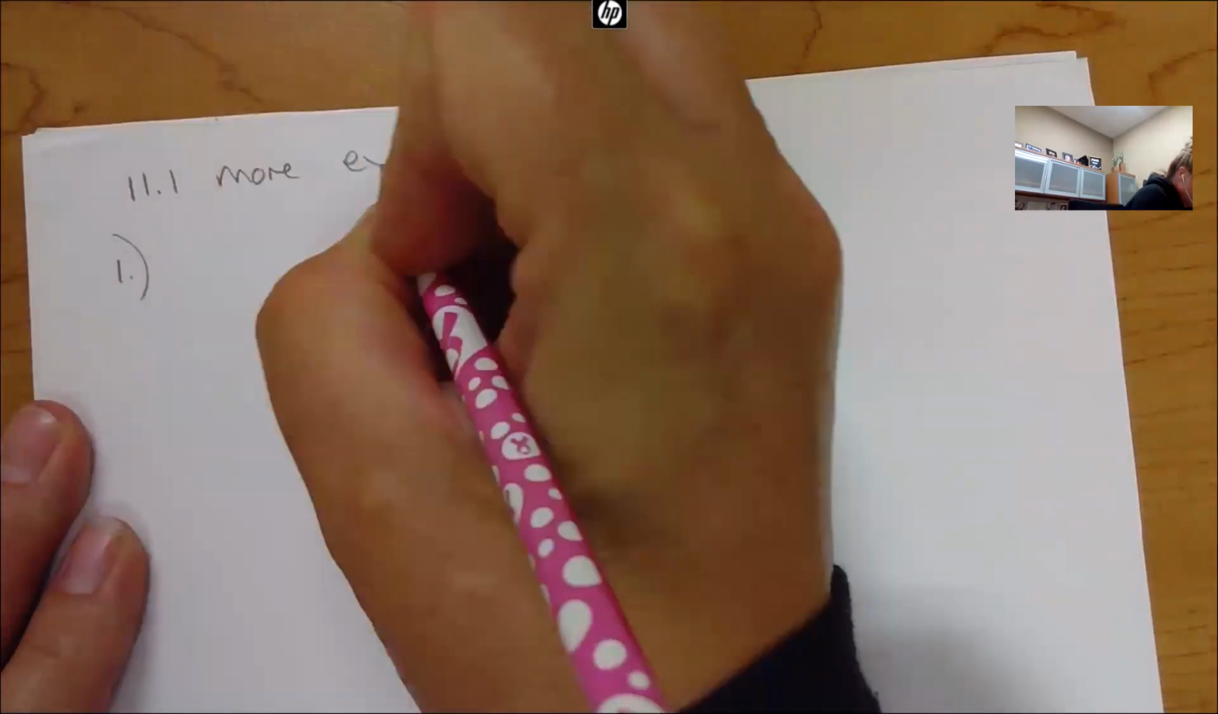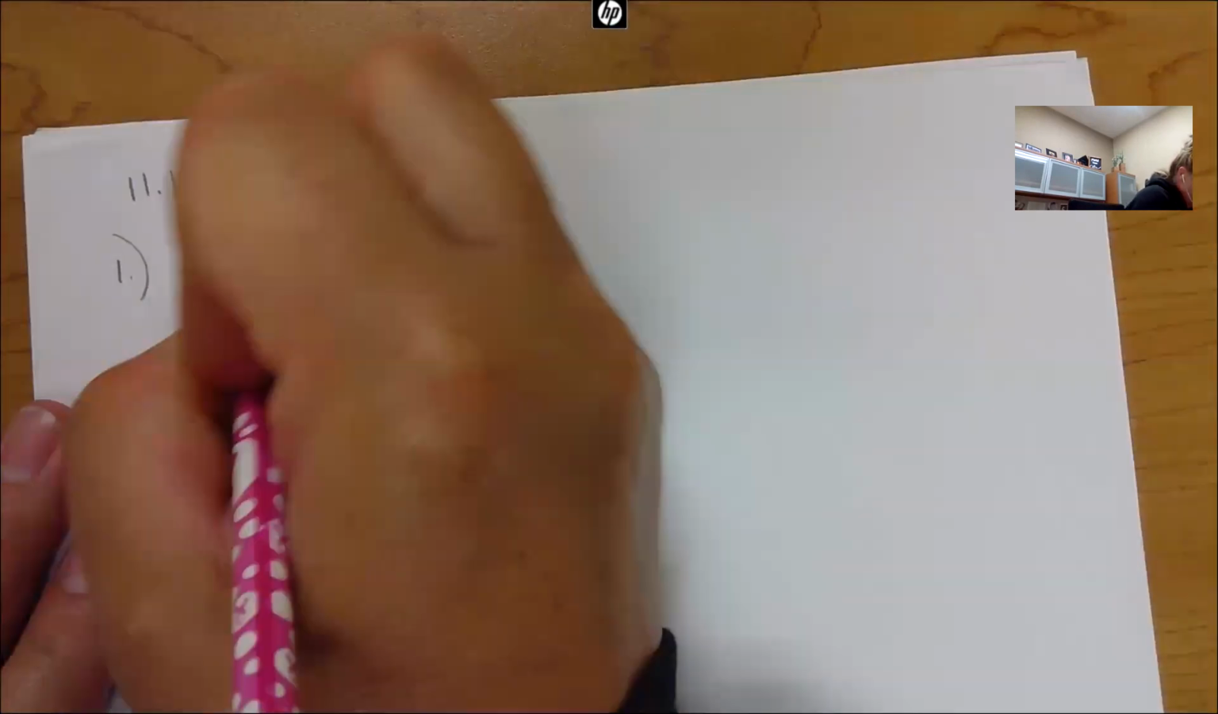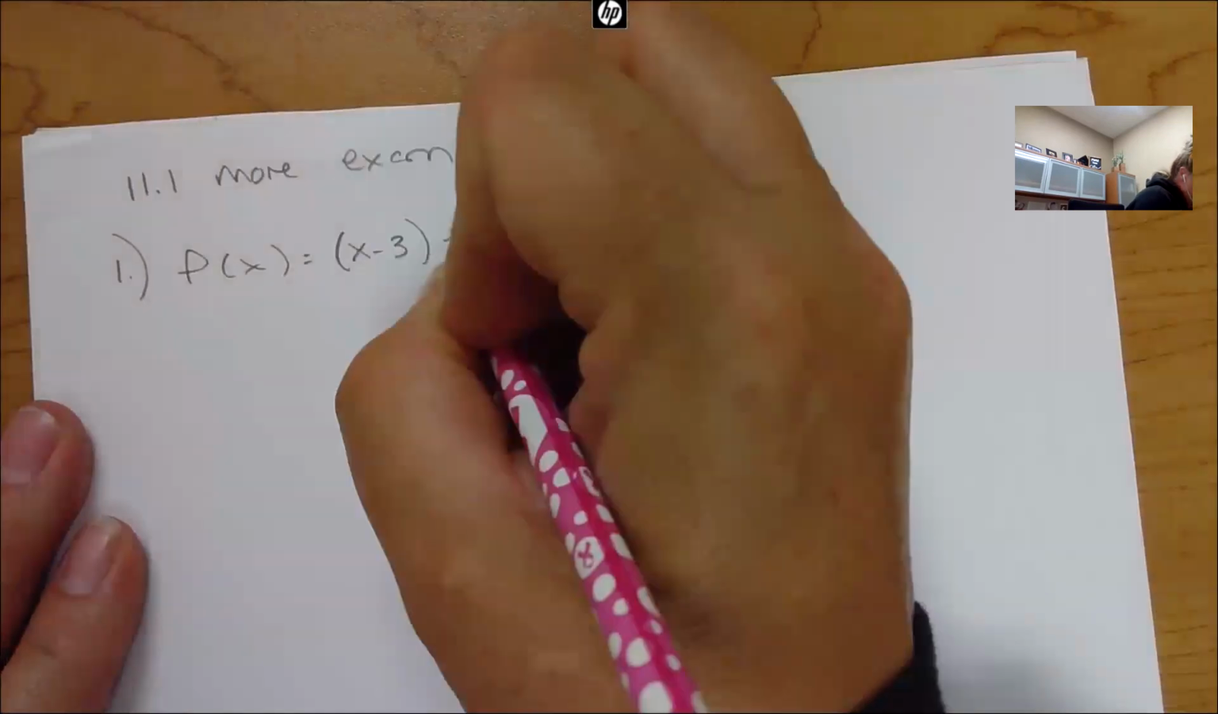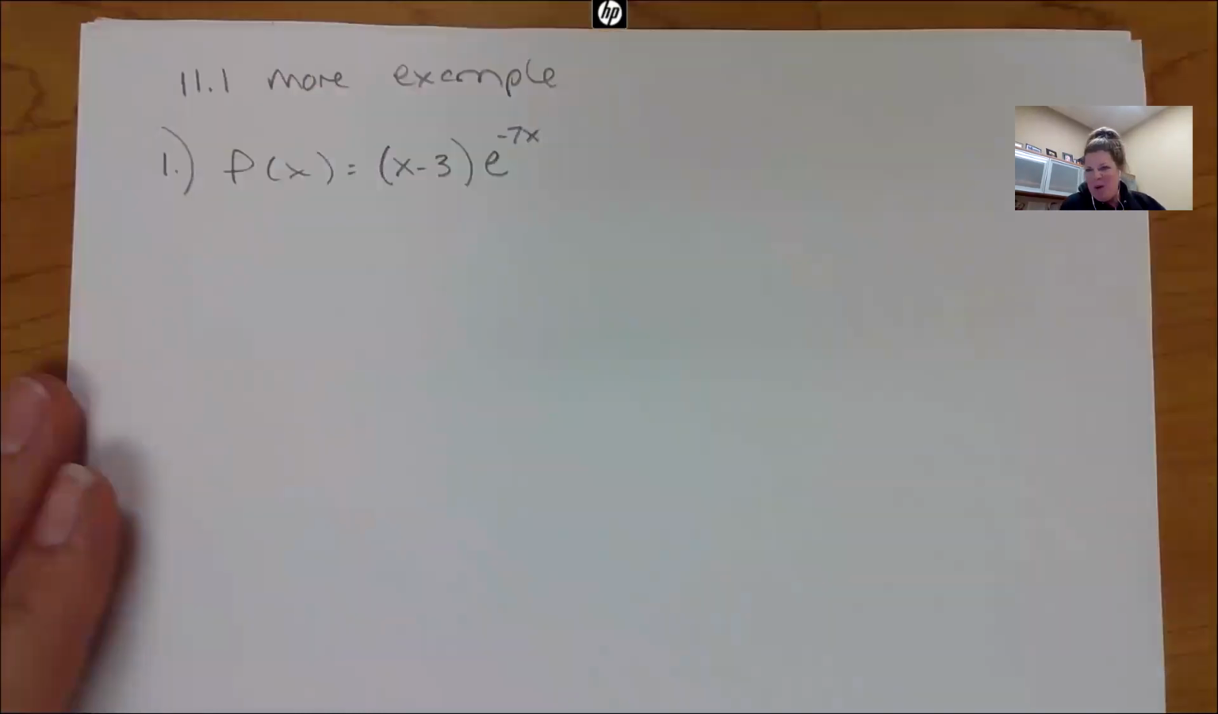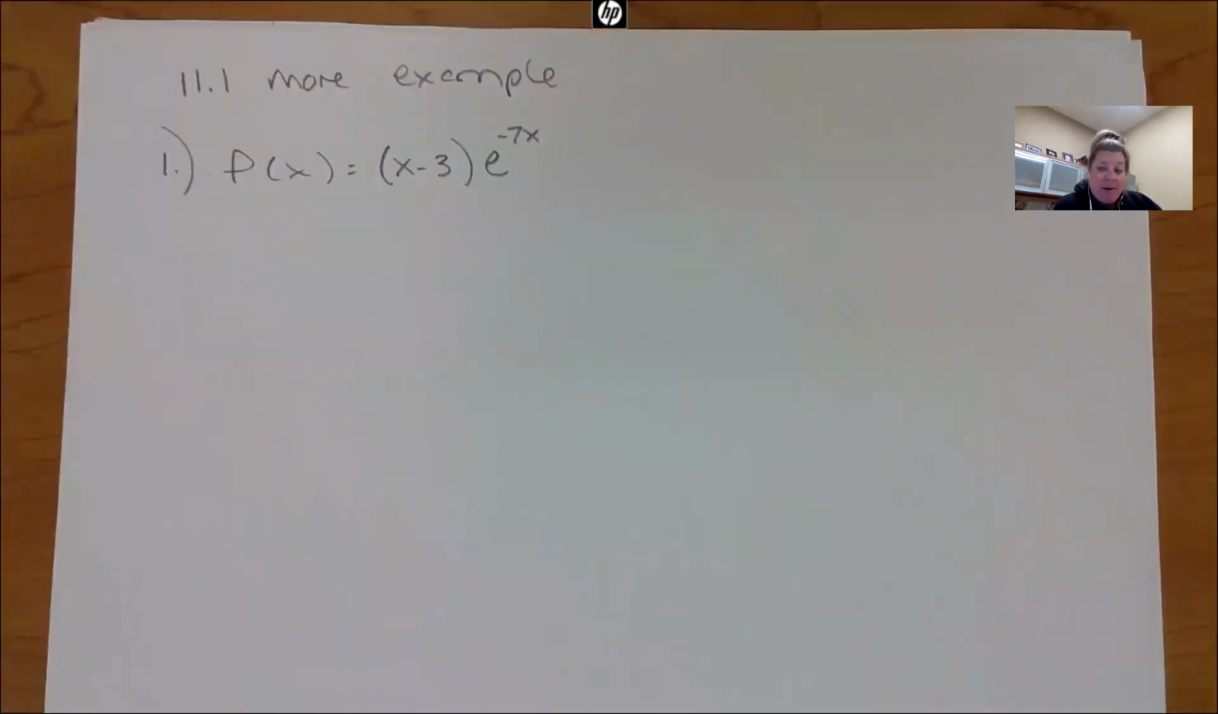So here's just more examples for 11.1. Let's do one from the homework that kind of throws people for a loop. What if I have x minus 3 and then e to the negative 7x? Here's my function. Kind of a weird one, right? So we have to find where it's increasing and decreasing. That's our direction. And if we find a critical value, is it a local min or local max, or does it have any of those?